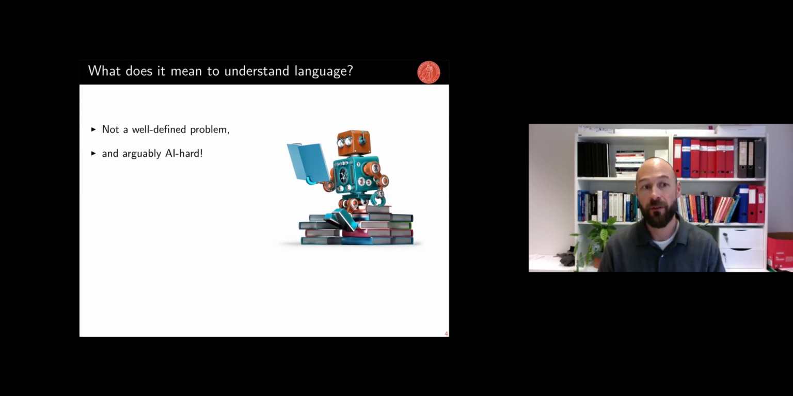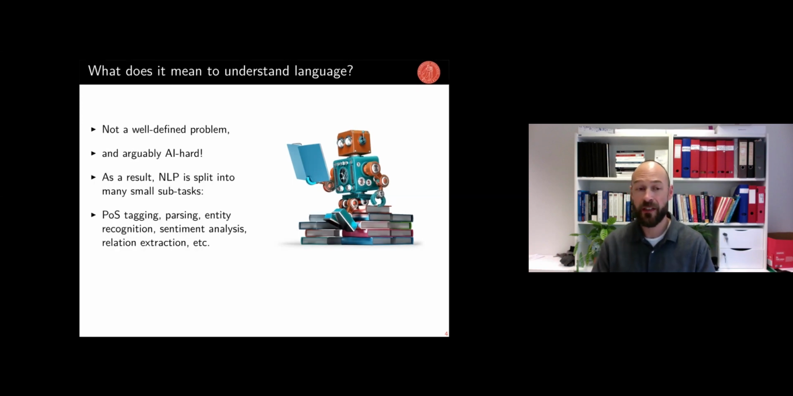But as a result of this, NLP is in practice split into numerous smaller subtasks. So we have things like part-of-speech tagging, so identifying the grammatical categories of words, grammatical parsing, trying to identify named entities, sentiment analysis, where we try to identify positive or negative opinions in texts, relation extraction, and a bunch of other things. I'll get into some of these specific applications later in the talk.